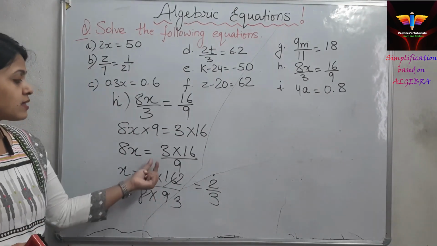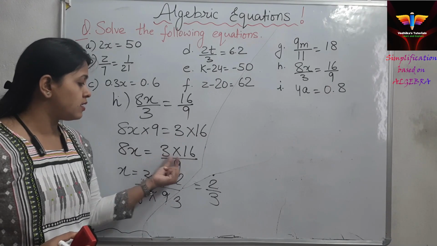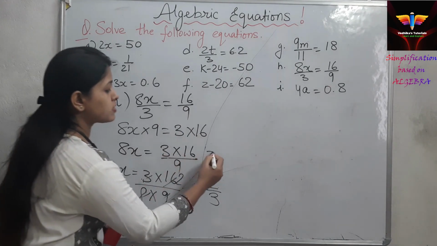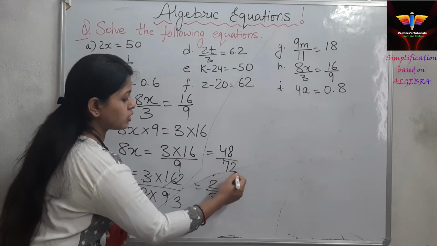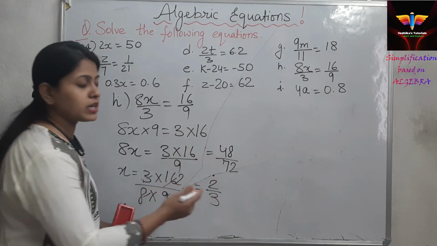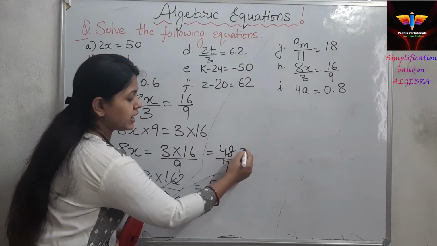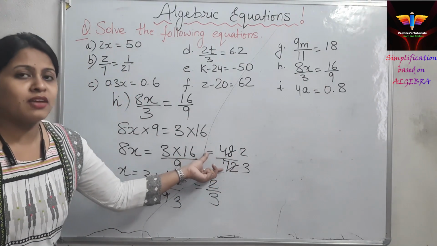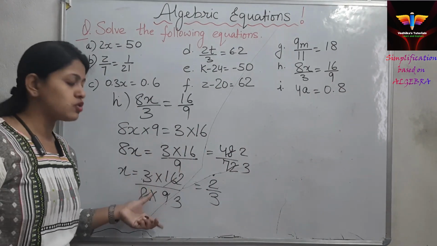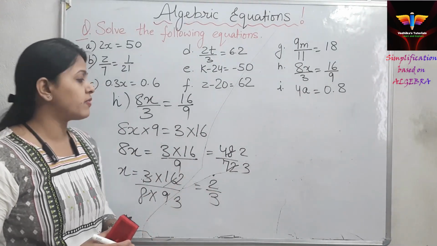We can write it like this also. 16 into 3 which is equal to 48, and 8 into 9 which is equal to 72, and then we divide by 24, that is 24 into 2 is 48, and 24 into 3 is 72. So it will become more lengthy for you kids. That is why I have shown you two methods to do the simplification.